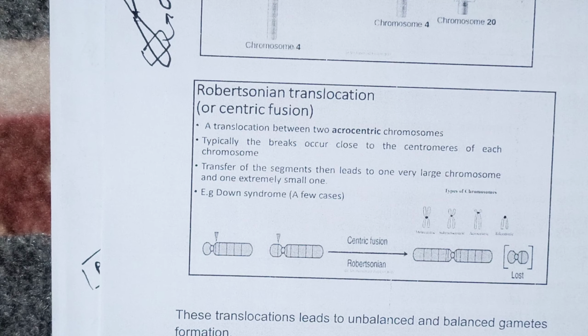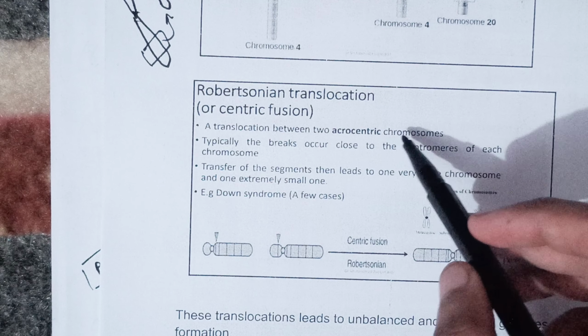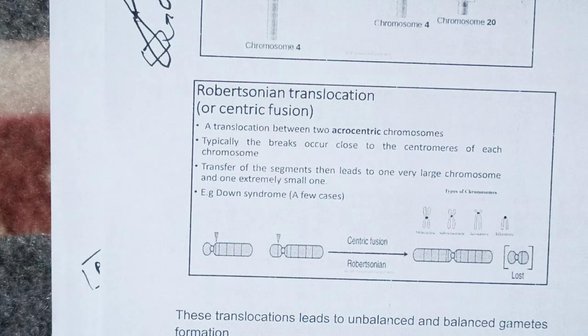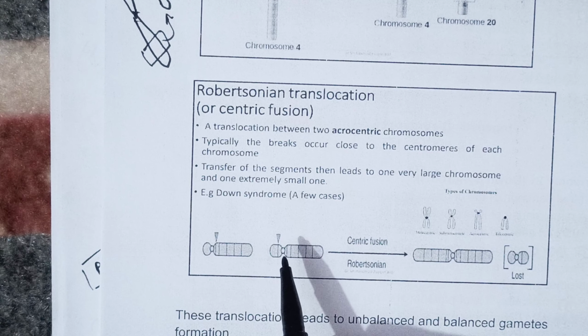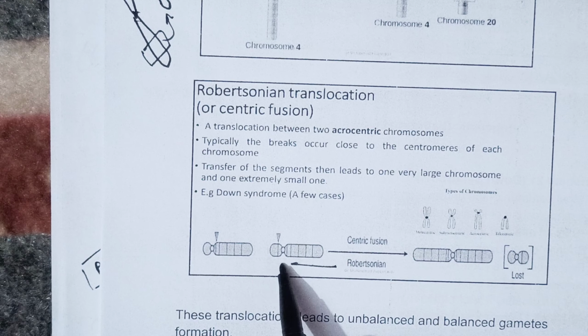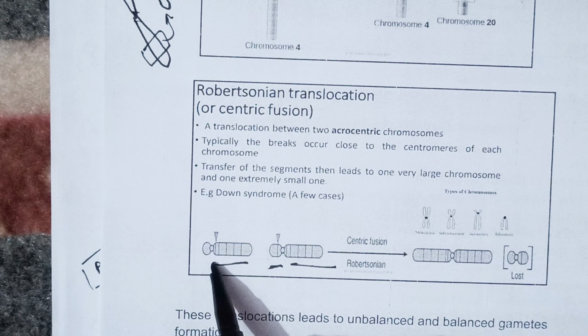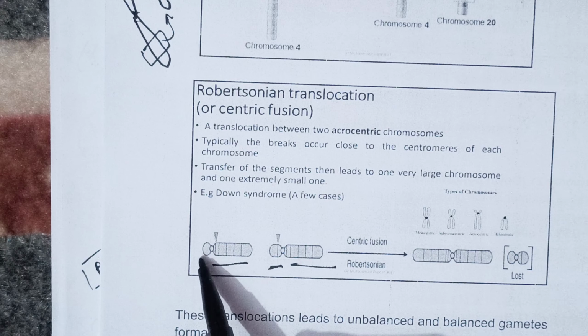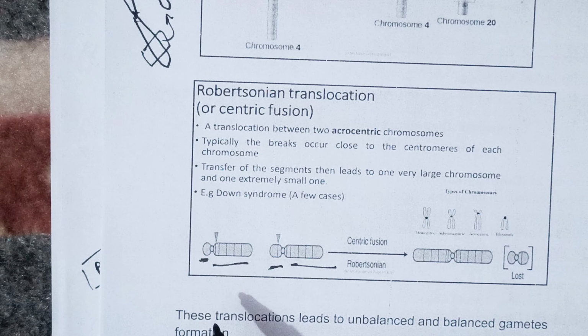Yeah, and now is the Robertsonian translocation. This is the translocation between two acrocentric chromosomes. These are the two acrocentric chromosomes. I hope, beta, you remember the acrocentric chromosomes, in which one arm is very large and one arm is very small. You can see these are the two chromosomes with one very large arm and one very small arm. Okay, you can see what happened.